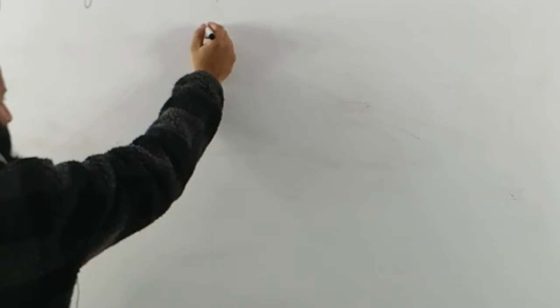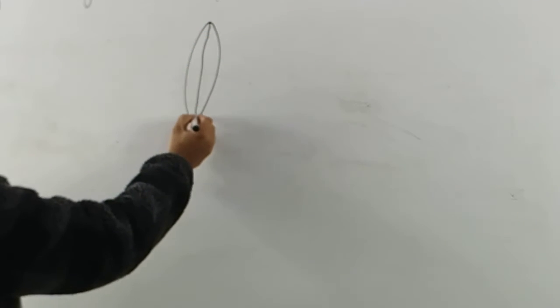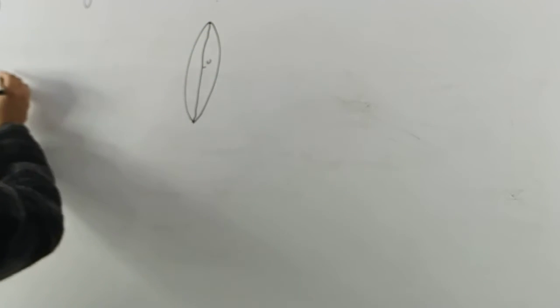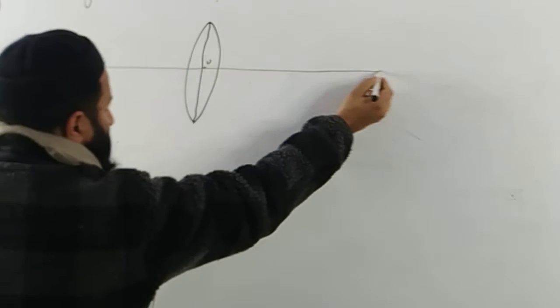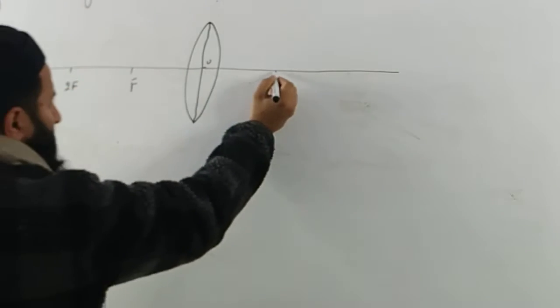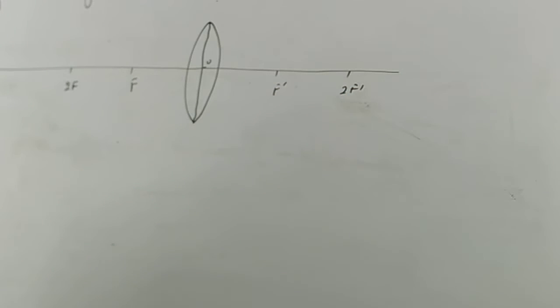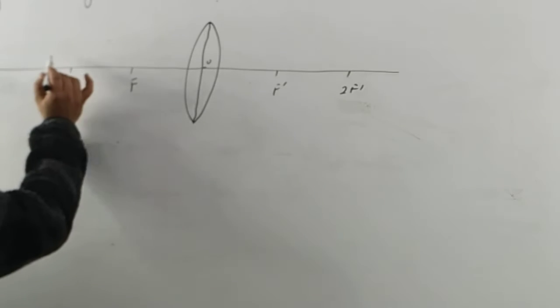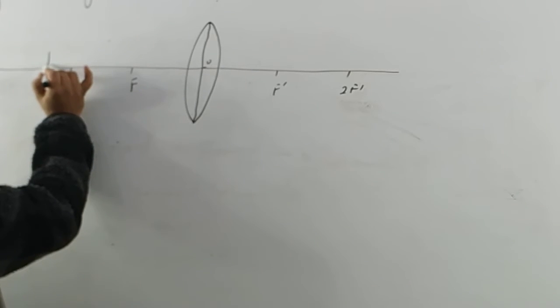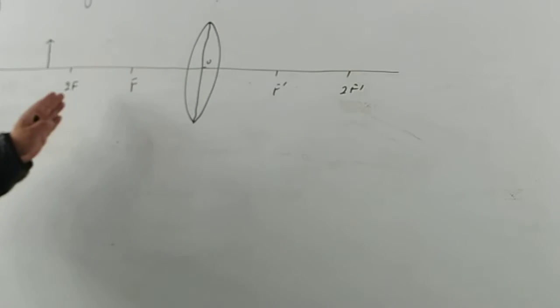Now case number two. This is a convex lens. This is the optical center, the principal axis, focus, double focus, again focus, double focus. Now let me keep the object behind 2F. The object is now beyond 2F. Let me see where the image is formed.